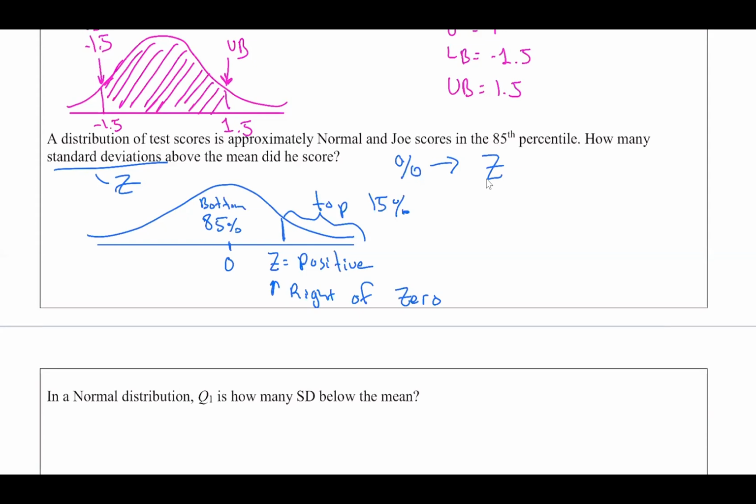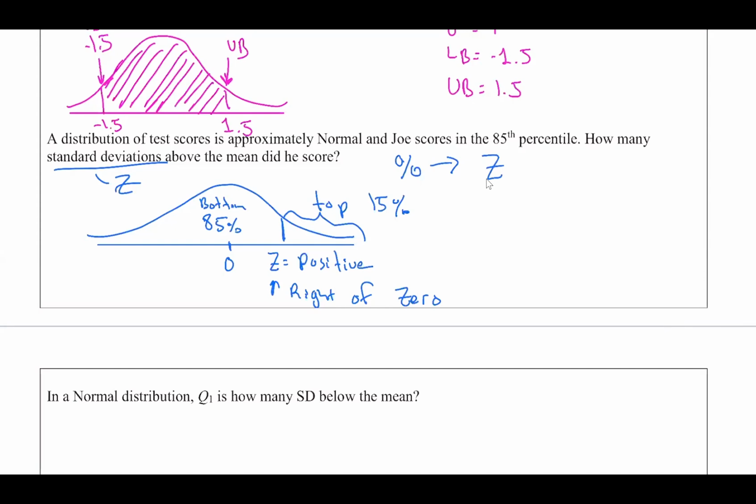Because pretty much, if you think about it, this is like a number line. 0 is in the middle. So if we put the Z value to the right, that means we should expect a positive Z value. If we put the Z value to the left of 0, that means we should expect a negative Z value.